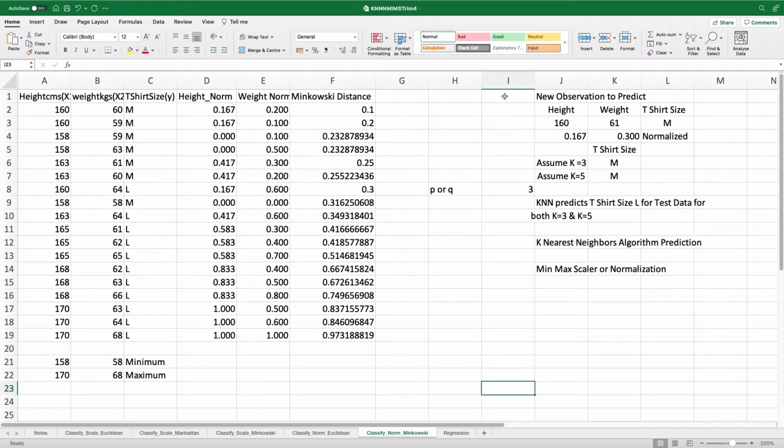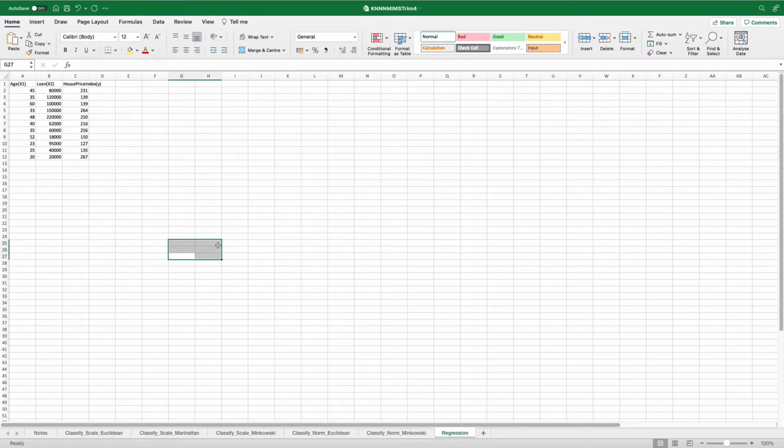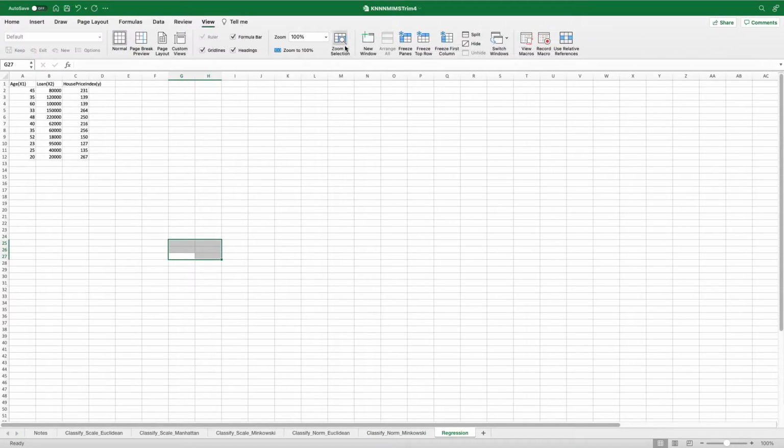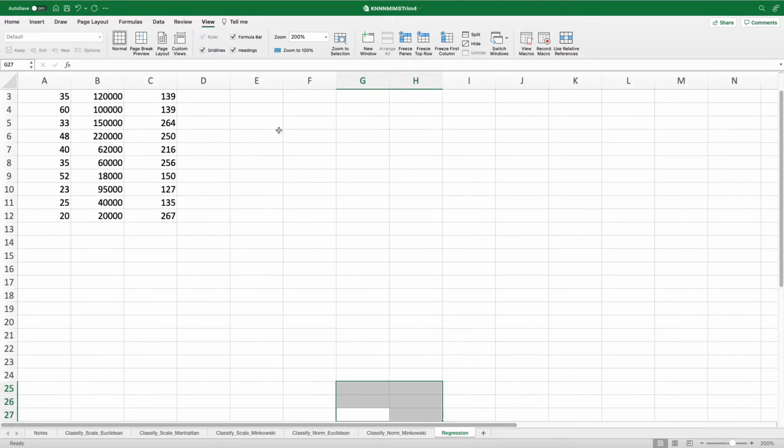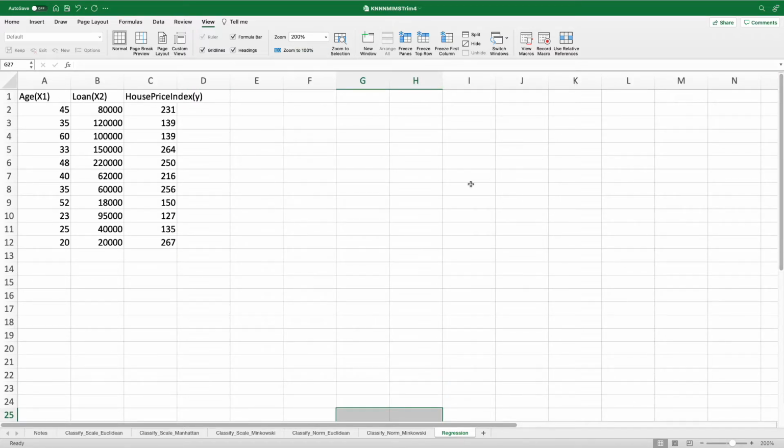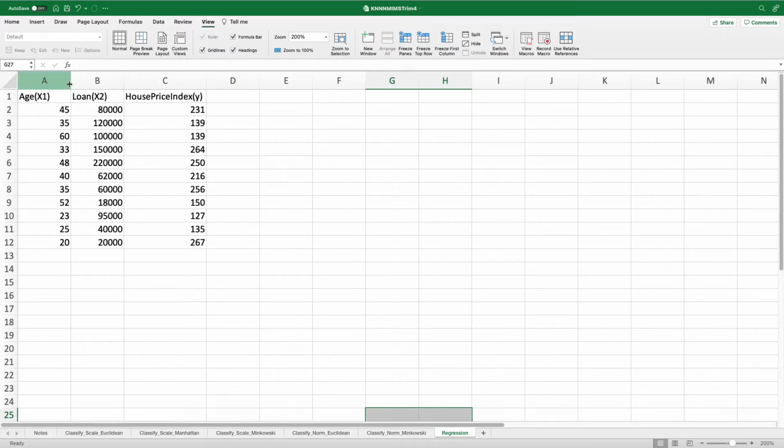Okay. All right, all of you got this? Now let us look at the regression problem. Like I told you, this can be used for classification as well as regression. Here we have to predict the house price index using the age and the loan.